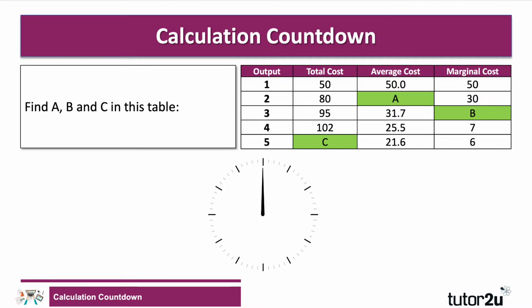Here we go. 60 seconds. Can you calculate the values for A, B, and C? Have a go. So we've got some figures on output, total cost, average cost, and marginal cost. Can you fill in the gaps in this table? Can you calculate A, B, and C? What are the 3 values? A is average cost, B is marginal cost, and C is total cost.